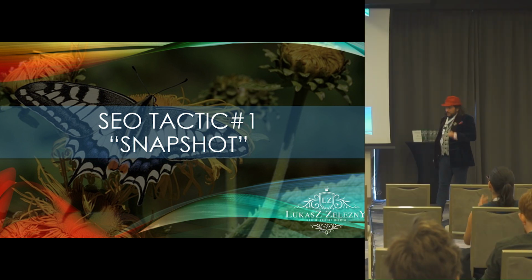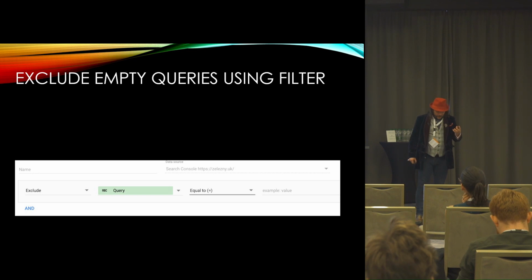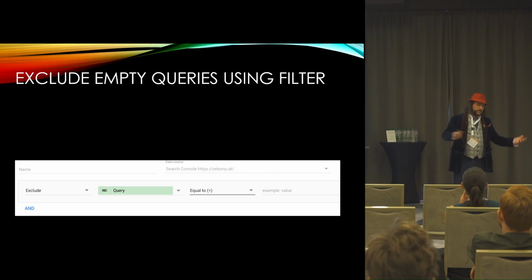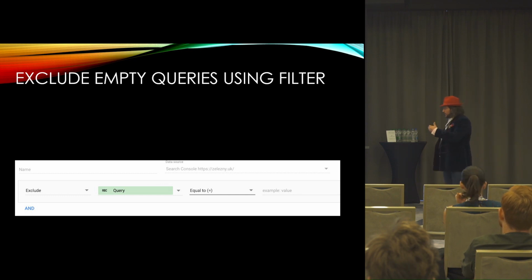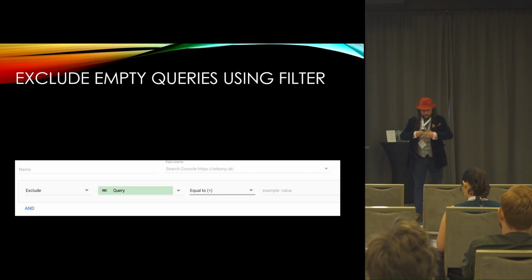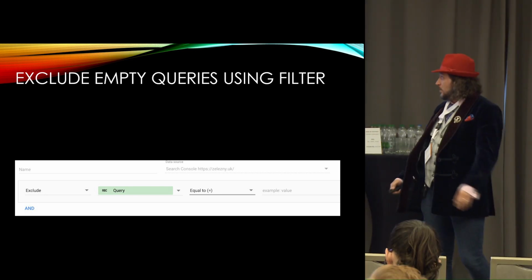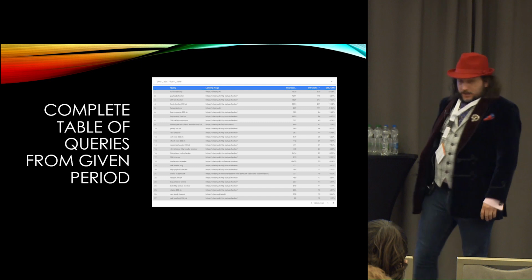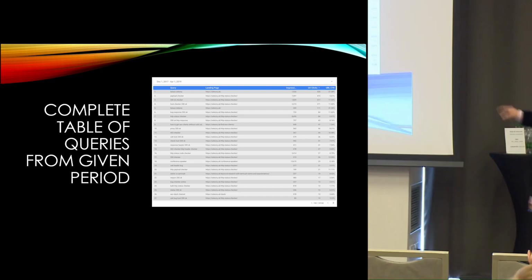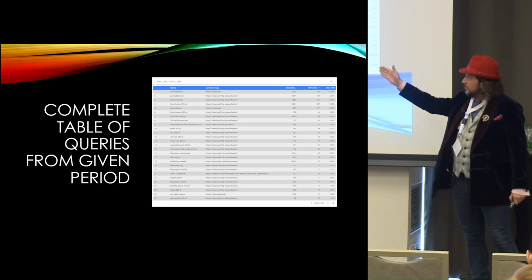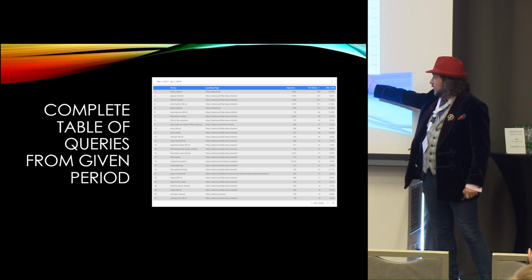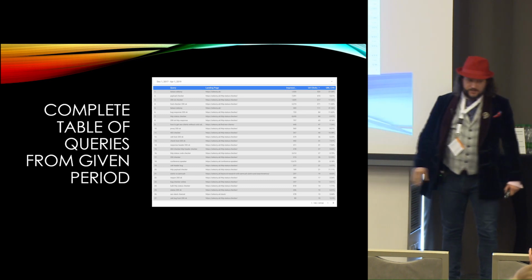The first step is to exclude empty queries. Sometimes, God knows why, Data Studio is pulling through APIs data from Search Console, and there are lots of empty queries. So you're saying exclude queries equal to nothing, and you have all these blank queries excluded. Then the next step: you can see here I have a table with 3 metrics: impressions, clicks and click-through rate, and 2 dimensions, query and landing page. And this is the holy grail, 24,160 keywords.